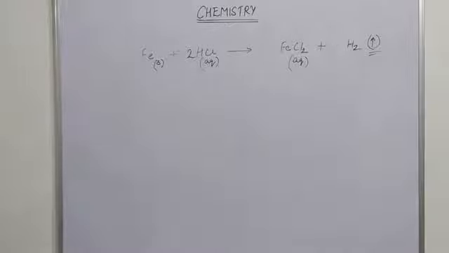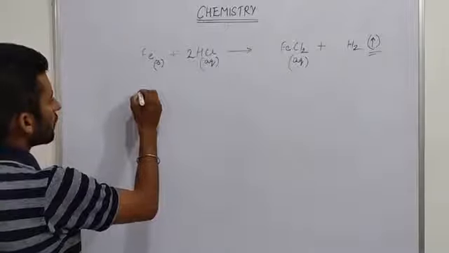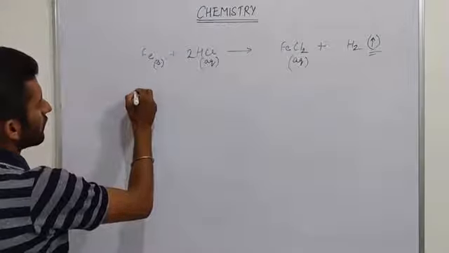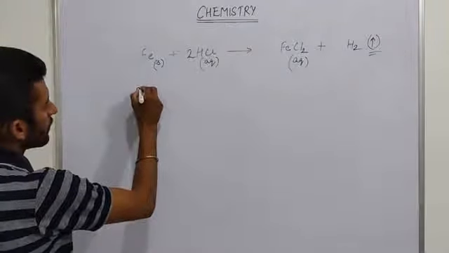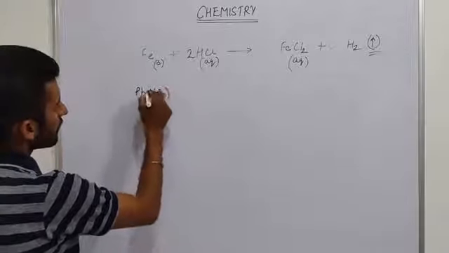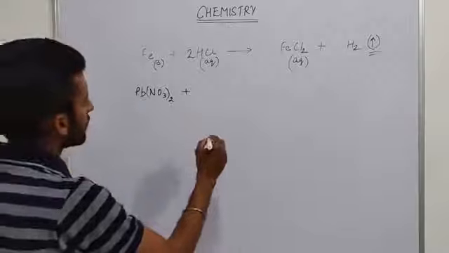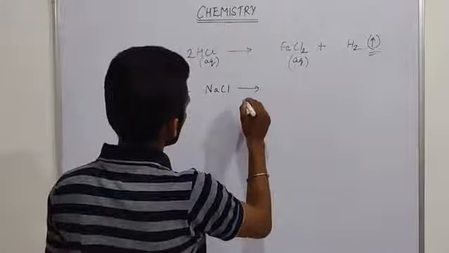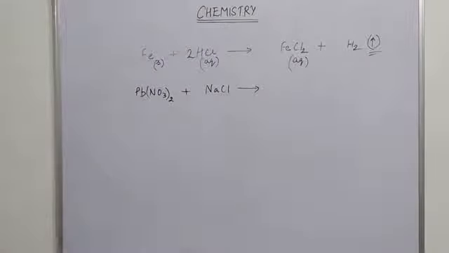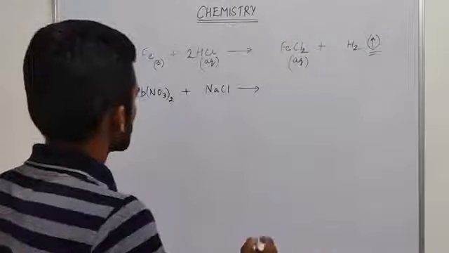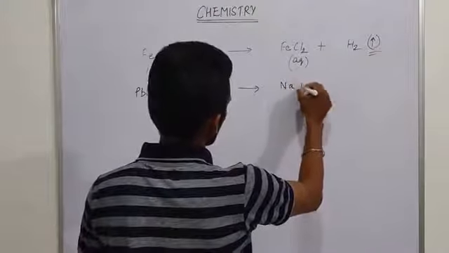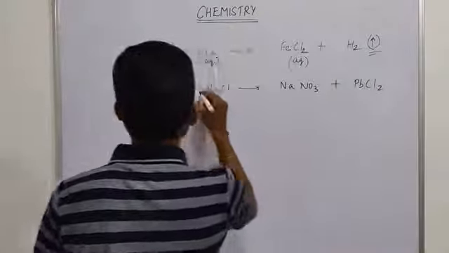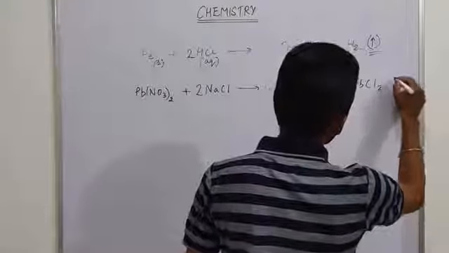So this is the second part. Then the equation can be made more informative, like if we write the equation PbNO3 plus NaCl. So what will it form? It will form NaNO3 plus PbCl2. So this is a precipitate.